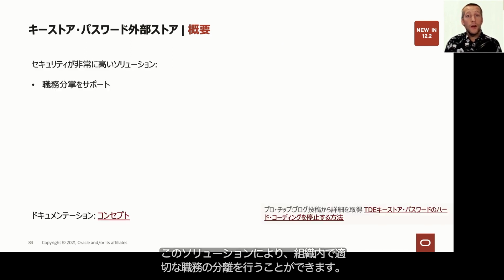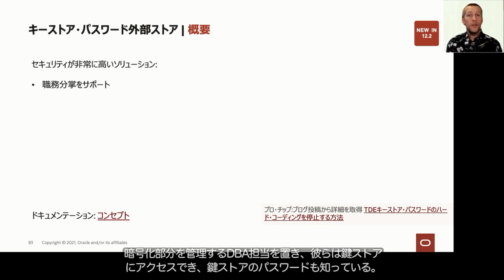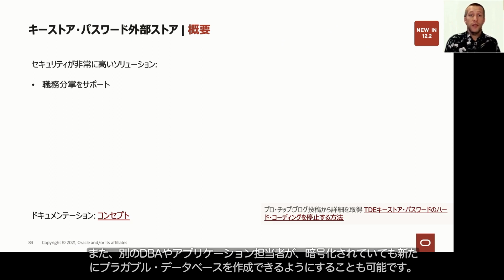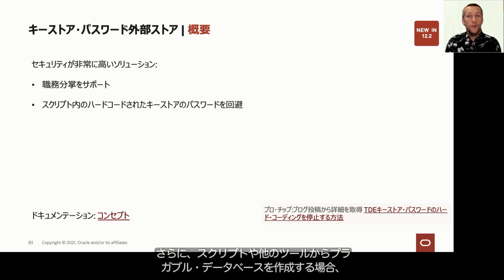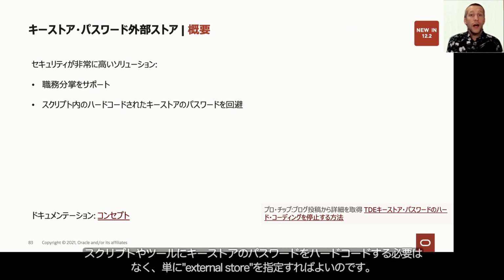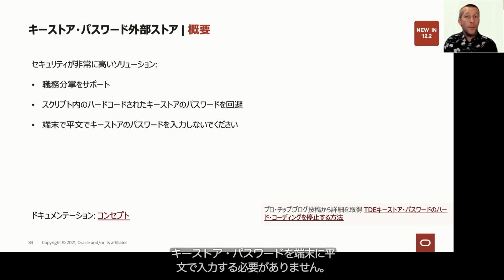Now, this solution allows you to have proper separation of duties in your organization. You can have one set of DBAs that are managing the encryption part. They have access to the key store and know the key store password. And you can have another set of DBAs or application people that can create new pluggable databases, even though they are encrypted. In addition to that, if you have scripts or if you're creating pluggable databases from other tools, you don't have to hard code your key store password in the scripts or in the tools. You can simply use the external store instead. And you can avoid having to type the key store password in clear text on your terminal.